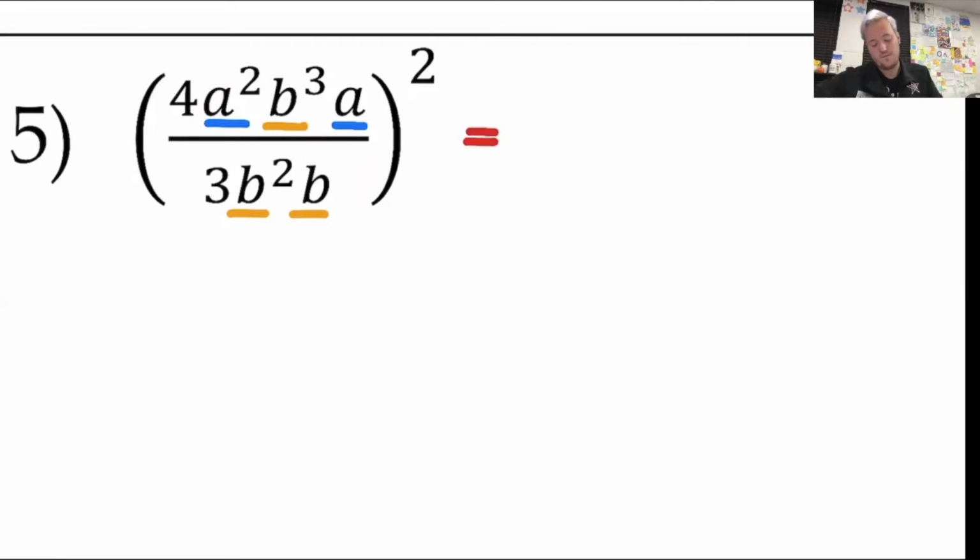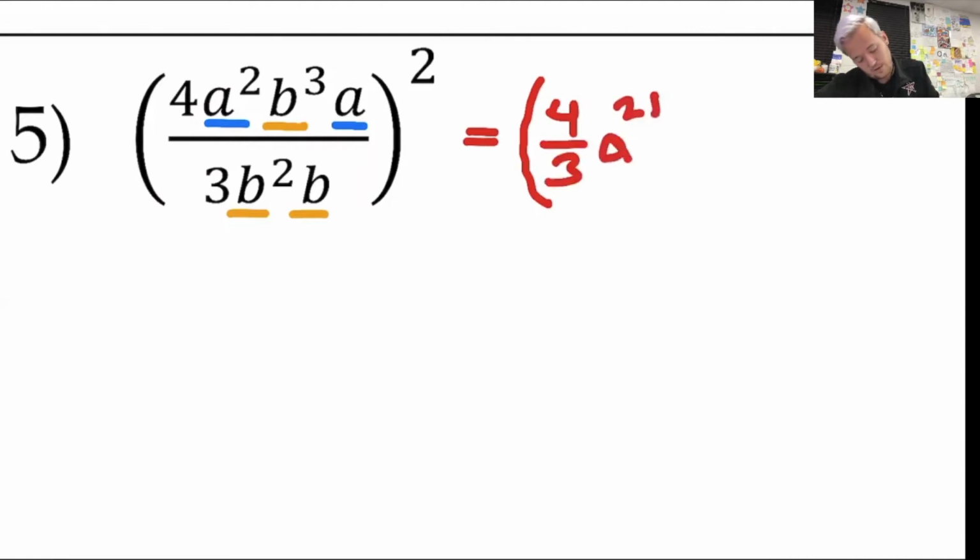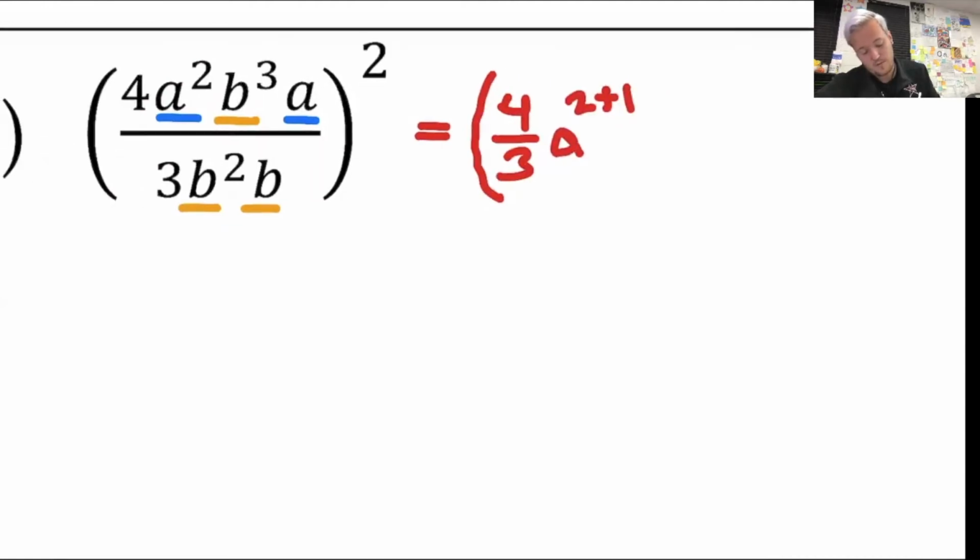All right, so I'm going to have 4/3. Then for my A values, I'm going to have A to the second power plus 1. And then for my B values, in the top I have an exponent of 3. And because the B squared and B are in the denominator, I'm going to subtract 2 and 1.